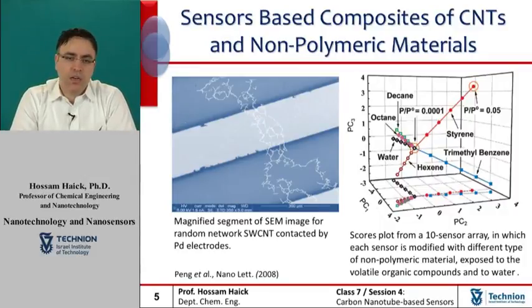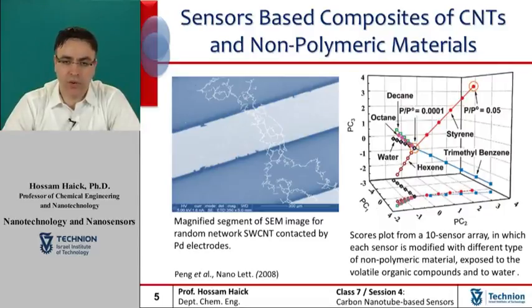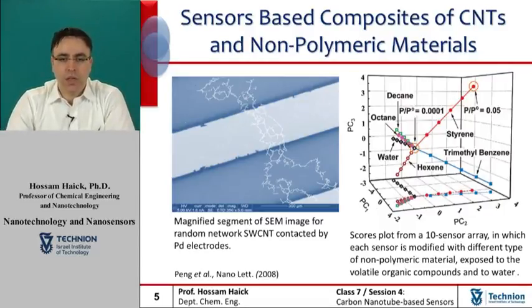Adding functional organic groups on top of the carbon nanotube random network is an excellent way to enhance the sensitivity of these carbon nanotube-based devices. In the example presented on the screen, 10 chemoresistors were coated with a random network of carbon nanotubes and functionalized with a wide variety of non-polymeric organic materials. The bare and the functionalized devices in this case were tested as a sensor array for detection of diverse volatile organic compounds and water vapor.